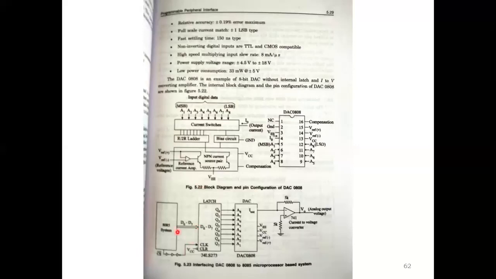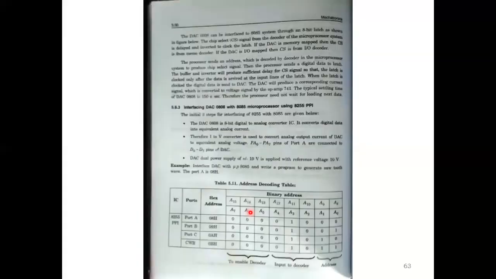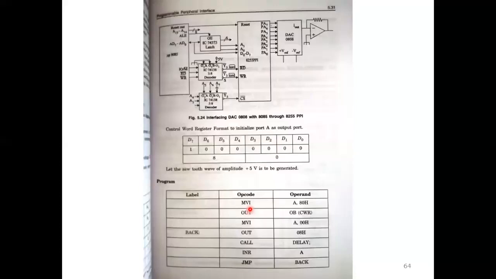This is the interfacing of the DAC with a microprocessor based system: the 8085, then the 74373 latch, then the DAC, the digital to analog converter IC, with the processor. This is the initialization process of connecting the DAC with the 8085 microprocessor. This is the interfacing concept. This is the control word, D7 to D0. If I give 80, it will set port A as an output port. Then the program.